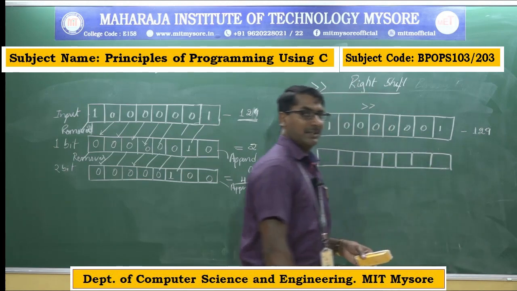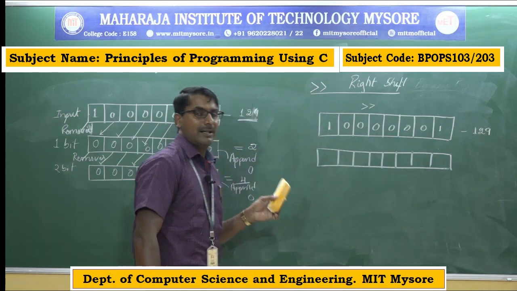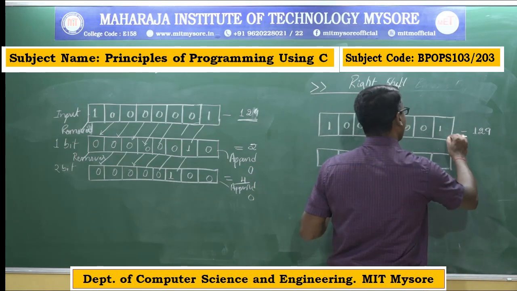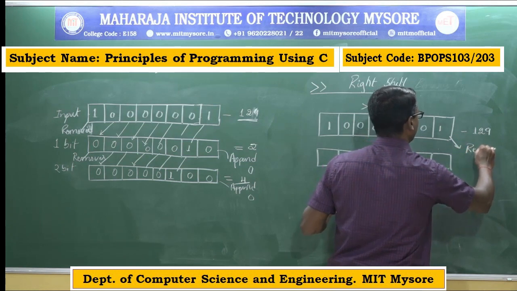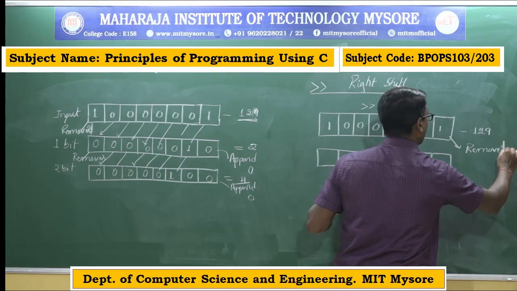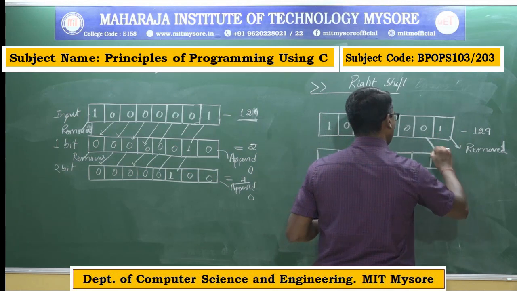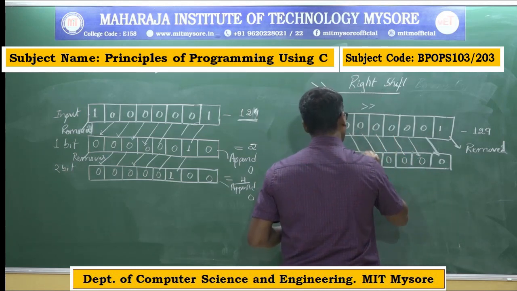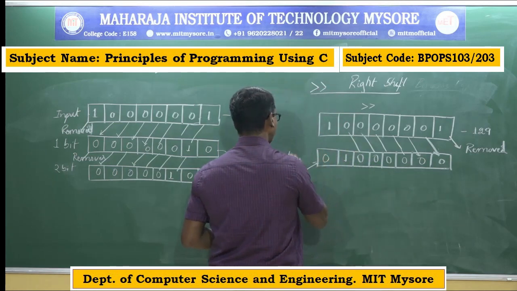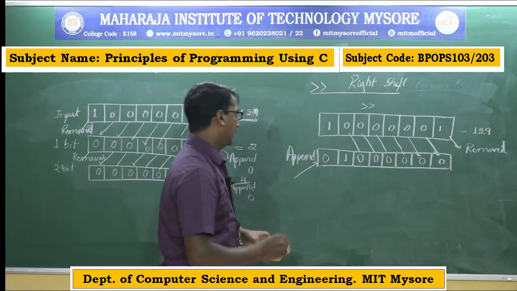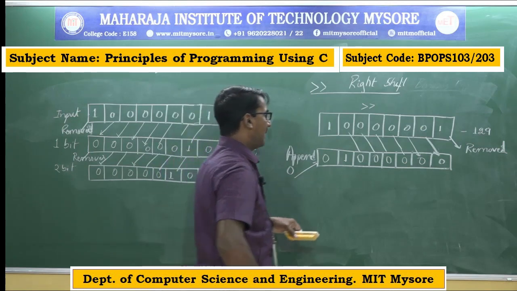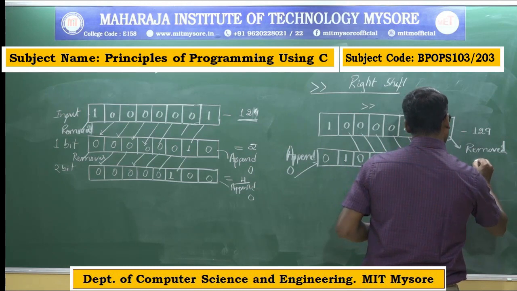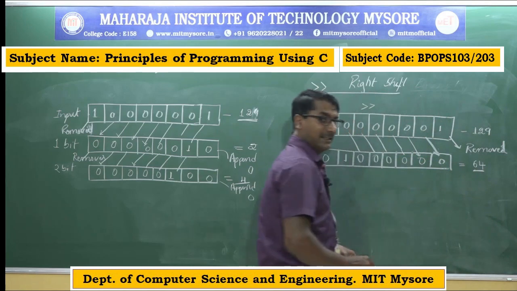When I perform the left shift operation, the leftmost bit will be removed and the rightmost bit will be assigned with 0. In the right shift operation, the rightmost bit will be removed and the leftmost bit will be assigned with 0. So here in this right shift case, the first bit will be removed, then the value 0 is assigned here. 0, 0, 0, 0, 0, 1 and 0. Append 0. Here 0 will be appended. Now the resultant value, when I right shift 129, the output will be 64.